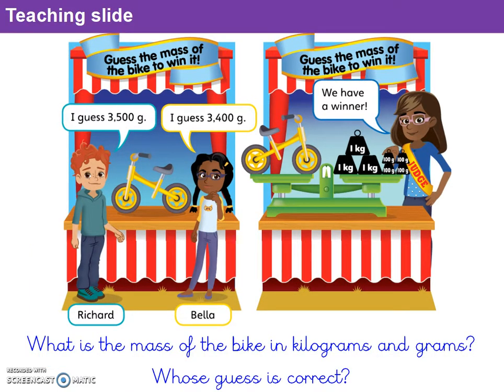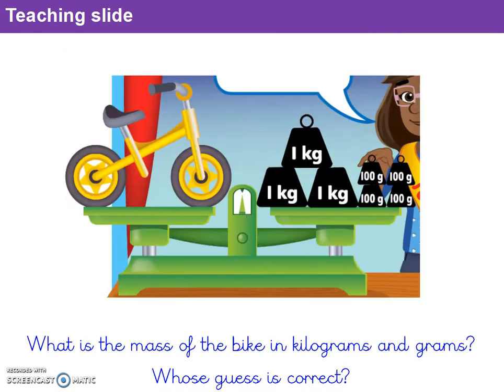So let's start by looking at question 1a and working out the different strategies we could use to answer this. And let's start with the beginning part first. What is the mass of the bike in kilograms and grams? And this is where we need to take a close look at what our judge is actually doing. So we can see the bike on the left hand side of the scales, and we can see the different masses on the right hand side of the scales, something you might be familiar with in previous maths lessons or science lessons even.